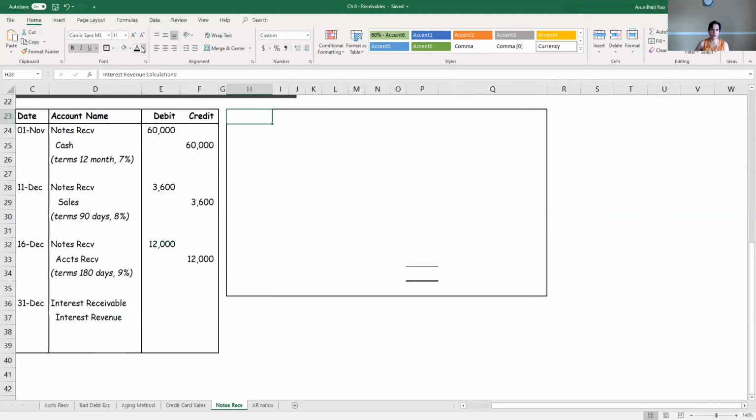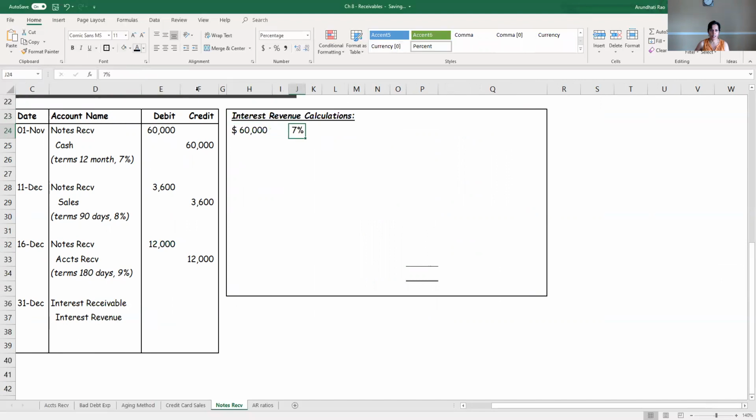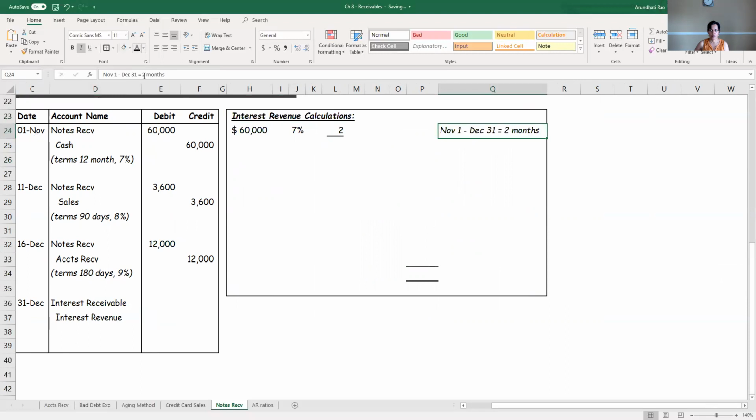So I'm going to go through the interest calculations for each of these notes. For the first one, $60,000 is owed to me. The interest rate is 7%. It's a 12-month note. November 1st through December 31st is 2 full months. So for this, I need to multiply by a fraction, 2 over 12, in order to come up with the interest.